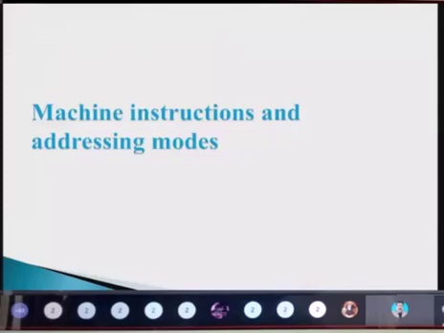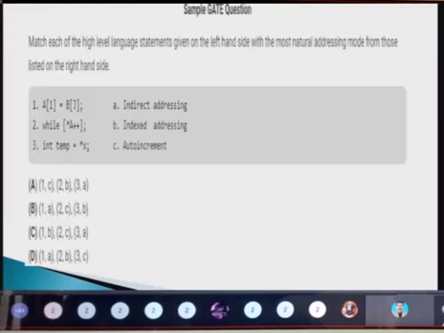We are going to discuss the day 2 session of the continuous topic on machine instruction and addressing modes. Today's session we are going to discuss a few questions which were asked in our GATE exam. Here is a question where they are asking us to match. On the left hand side they have given a set of instructions, and we need to tell which type of addressing mode each belongs to. According to that we have the options here.